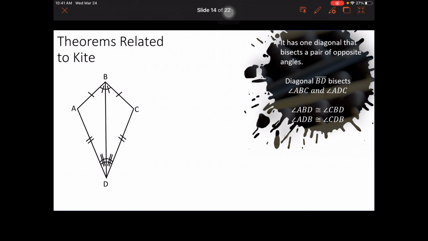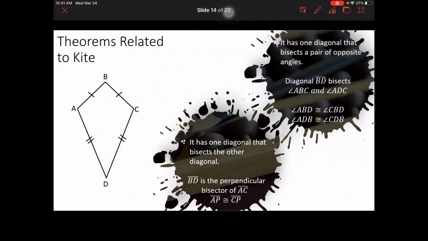And the last theorem na meron tayo is it has one diagonal that bisects the other diagonal. BD is a perpendicular bisector of AC. Ibig sabihin, AP is congruent to PC, or the measure of AP is equal to the measure of CP. Ayan po lahat ng theorems related to kite.